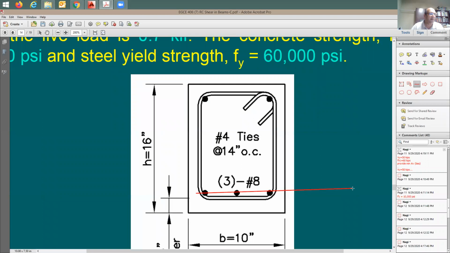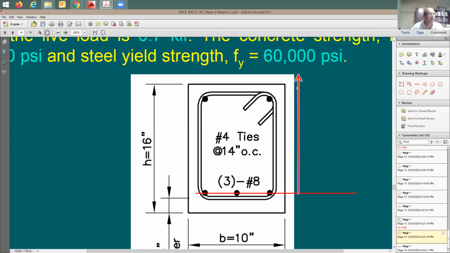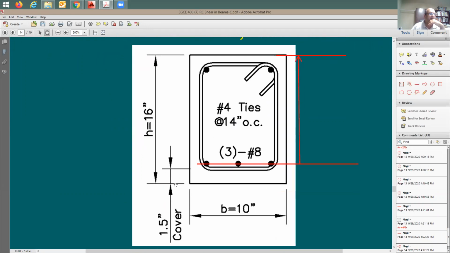Let's say the tension is going to be up to here, which means the depth is going to be from here to there. It's going to be this depth here, right? It's going to be the depth D. This depth D is going to be equal to 16 inches. You subtract what? The clear cover. And the clear cover is going to be measured to the bottom of the tie. Look at this. Subtracting the tie diameter, and this is going to be number 4 bar. Therefore, this is going to be like half an inch for the tie itself.